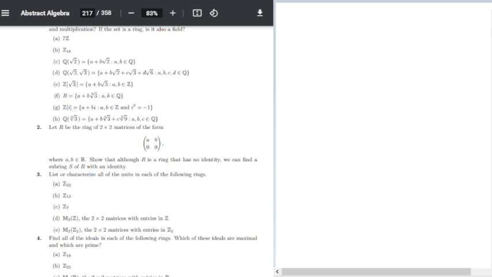Alright, and this is Gaussian integers, Z adjoin i, a plus bi, which I imagine they'll do more with later, so we'll be lax on the details for now.